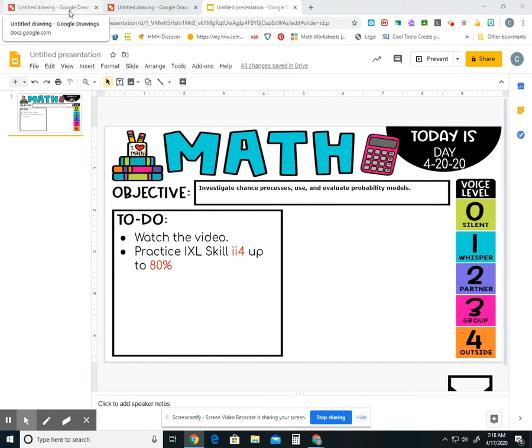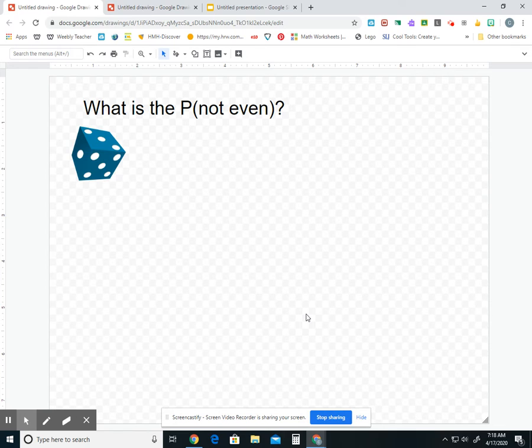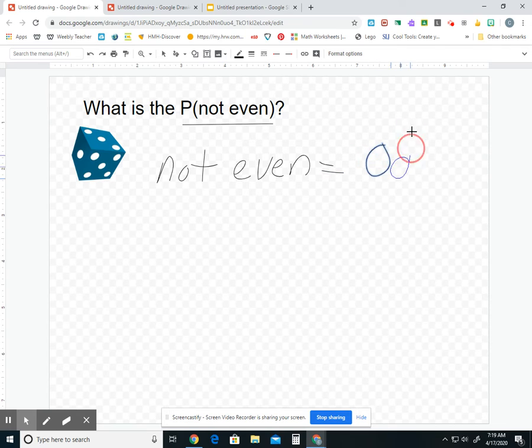So let's take a look at the first type of problem. You can see that we have a number cube, and they're asking me the probability of not getting an even number. So this is where they're not telling you directly, hey, what's the probability of getting a 6? They're saying, hey, what's the probability of not getting an even number? So we have to think about what that question means just a little bit. So if I look at the probability of not getting an even number, well, not even is equal to an odd number.